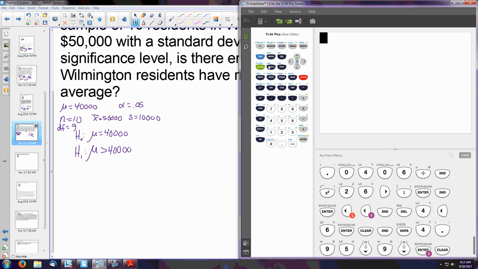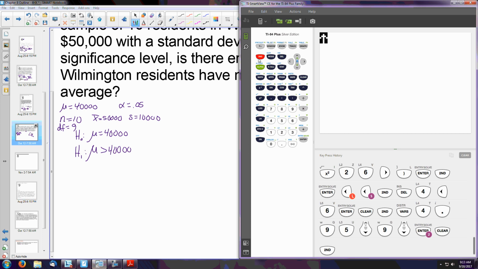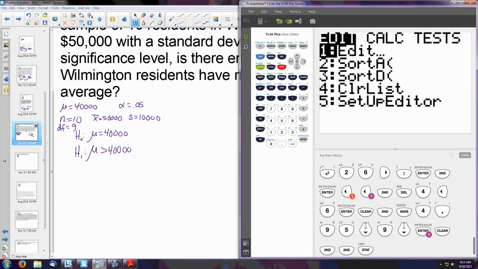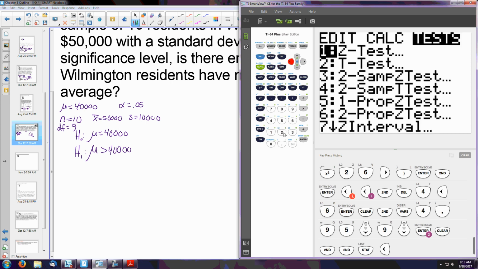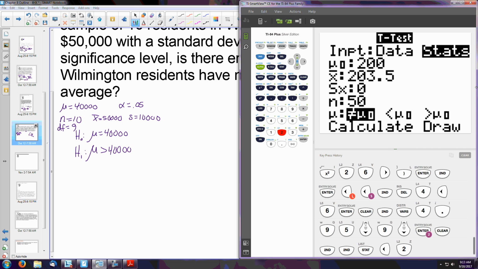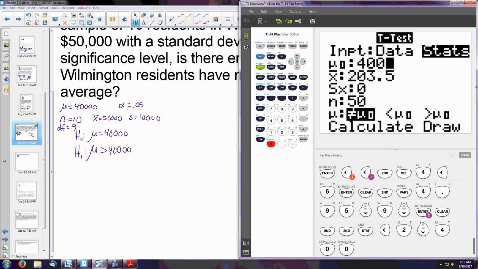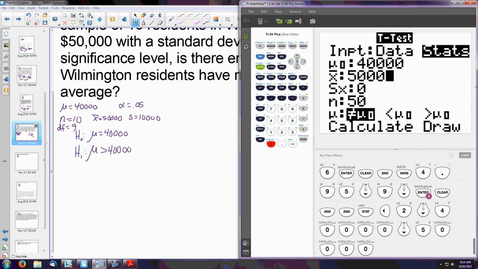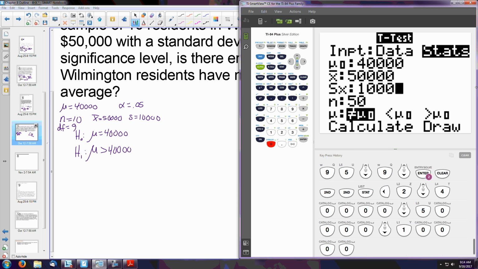Next up, similar to how we use the z-test function, let's look at how you would use the t-test function for something like this. So let's tell it our population mean was $40,000. Our sample mean was $50,000 with a standard deviation of 10,000 and a sample of 10 people from Wilmington. We're testing this greater than.